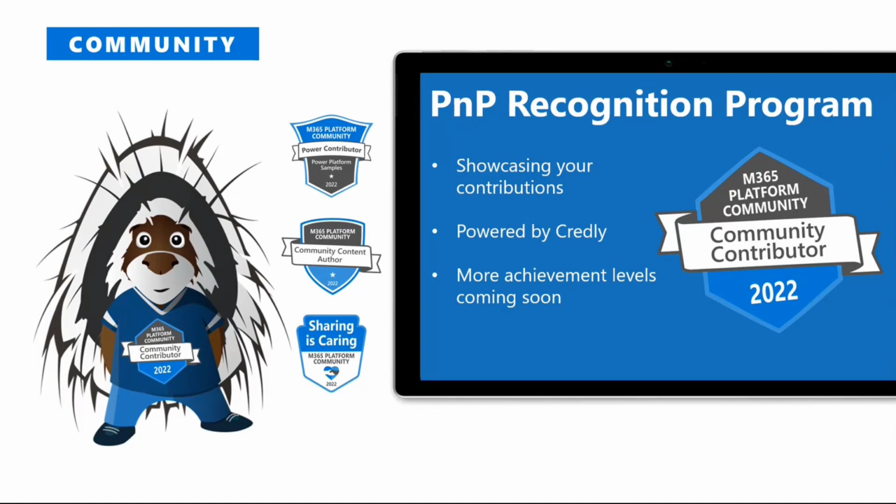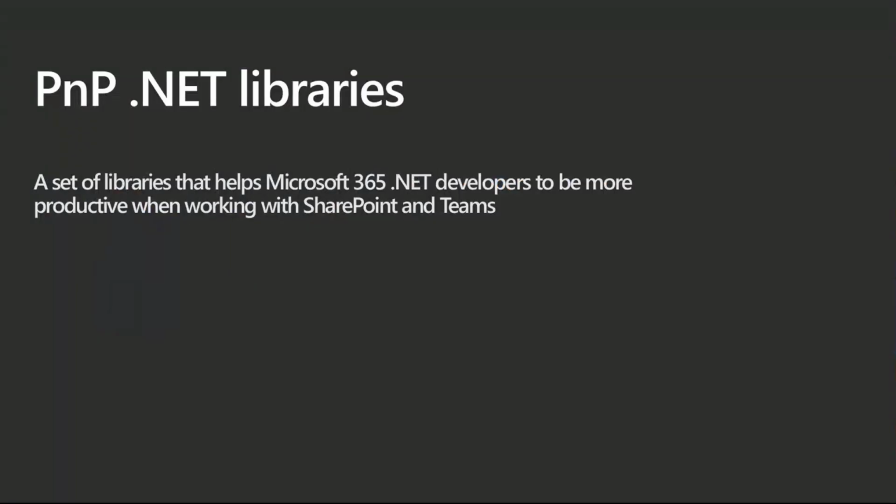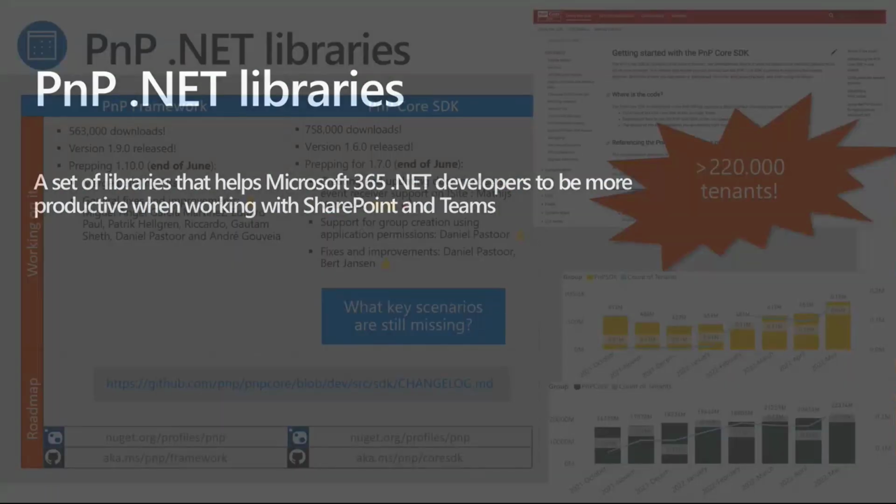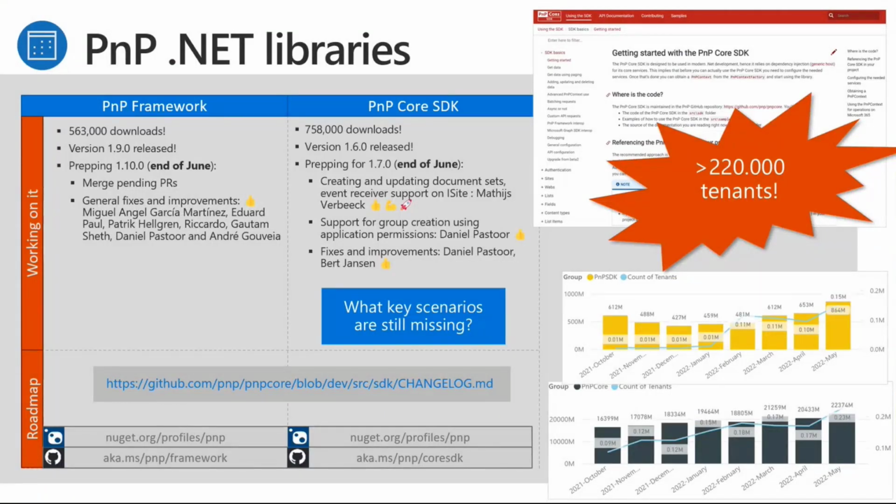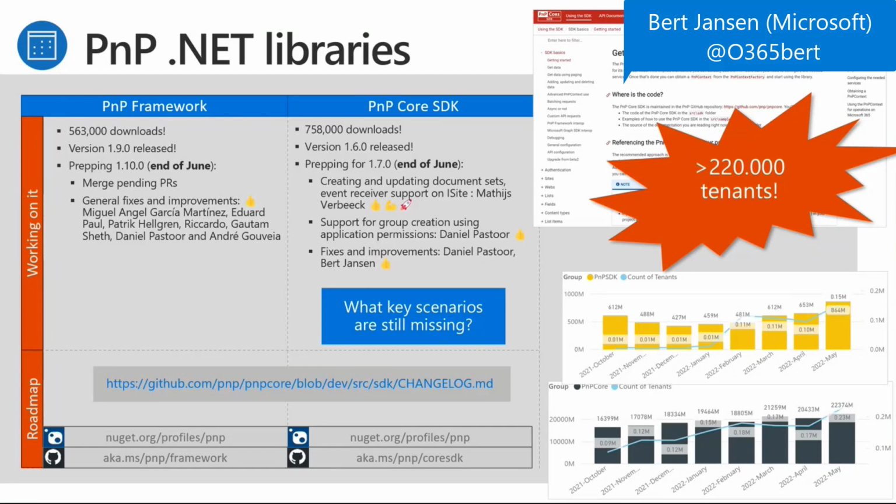Now let's dive into some of our initiatives, and the first one is PnP .NET libraries, and for that we'll hand it over to Bert. Thank you, David. In the PnP .NET space, we have two libraries: PnP Framework, the older one, and PnP PowerShell, the newer library.